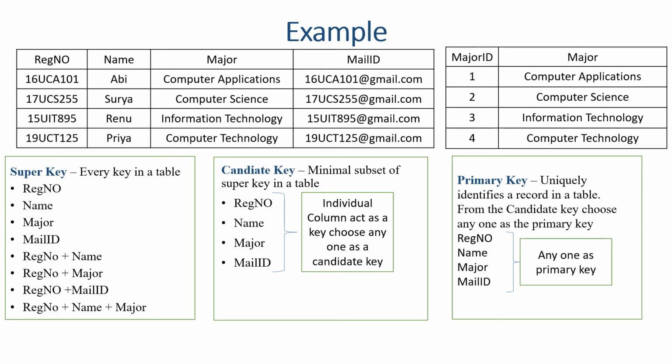Next we are going to see the foreign key relationship. In this table the register number is the primary key. In the major table we have the major ID as a primary key, whereas in the student table the major column acts as a foreign key. So only the data values that are present in the major table can be present in the student table. Other values cannot be present in this table. So this is called a foreign key relationship.